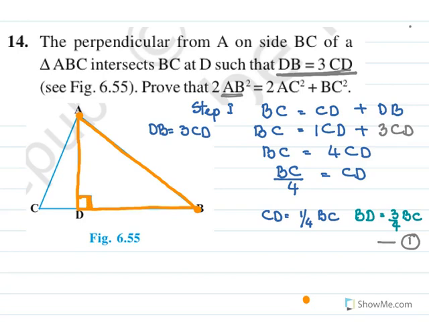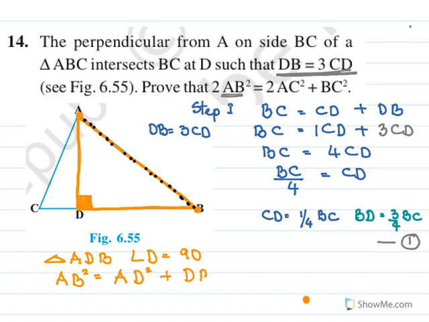ABD. Here is 90 degrees and the hypotenuse will be out here. This will be the hypotenuse. So I'll write AB square equal to AD square plus DB square. So in triangle, this is my second step, in triangle ATB, angle D equal to 90. Therefore, AB square equal to AD square plus DB square. Equation 2 by Pythagoras theorem.